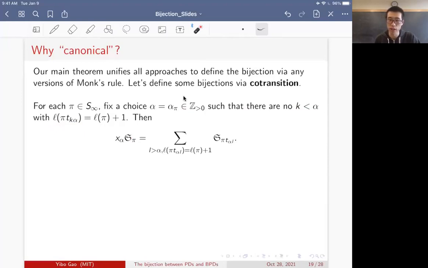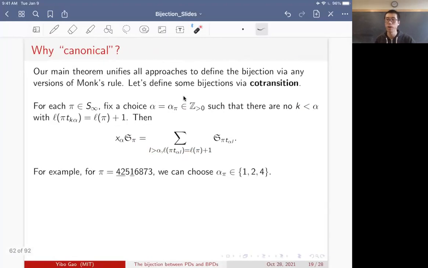Okay. So for example, you can always choose alpha to be 1, because if you choose alpha to be 1, then there are just no k smaller than alpha. And in that case, you'll get a formula that looks like this. But there are also other choices that one can make.